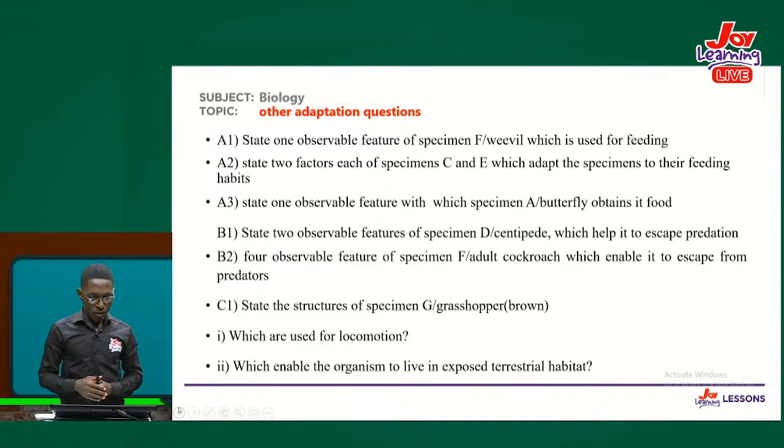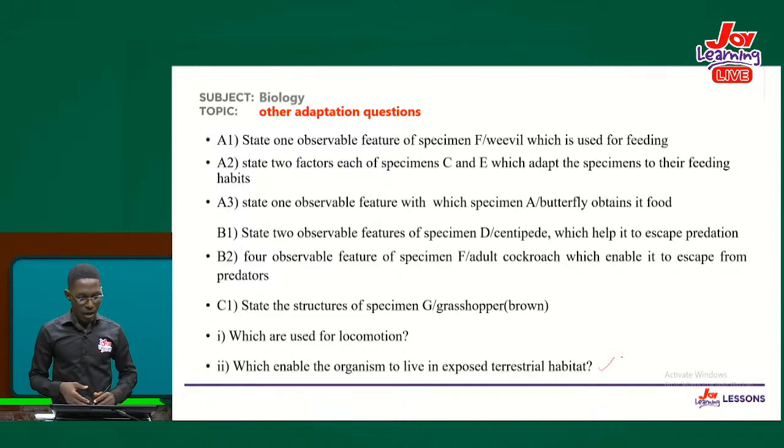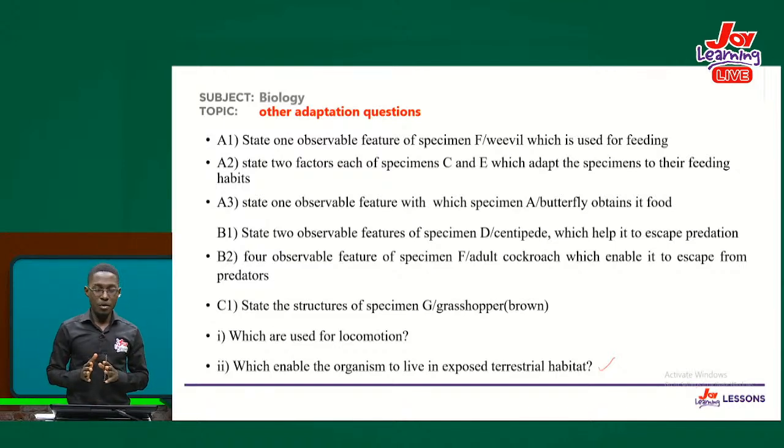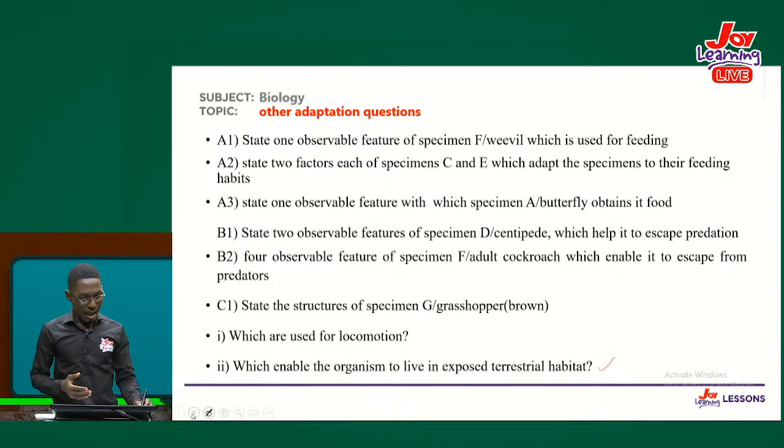Now the same was for cockroach. Now another one is used for locomotion. Maybe what structures do they use for locomotion? Maybe presence of wings for flying, legs for walking, hind legs for hopping, or webbed hind feet for swimming, tail fin for swimming. They are asking you a specific adaptation. Now, another form of also asking, look at the last one. Structure or adaptation which enable the organism to live in exposed terrestrial habitat. So the question may come in different ways. So something they have and they're able to live in their habitat.